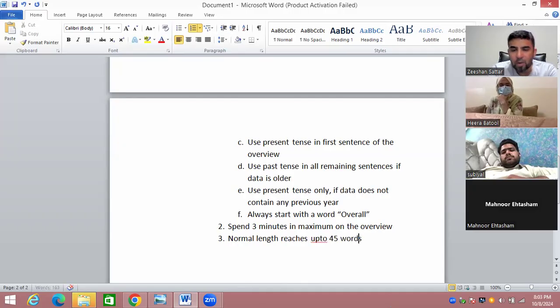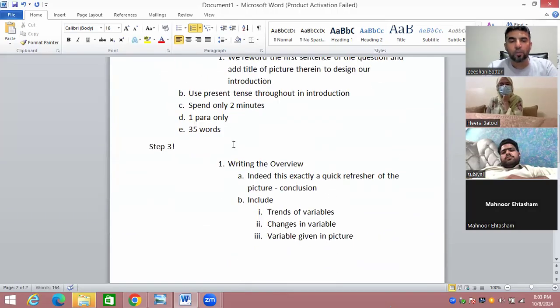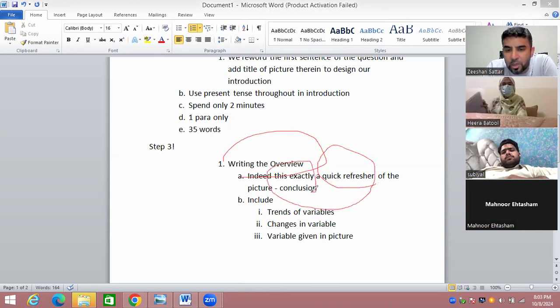So that is about the overview. What happens in the overview? In the overview, we just work on writing the overview. It is a quick refresher like a conclusion. We just mention the trends, changes and the variables of the picture that we are seeing in the question.